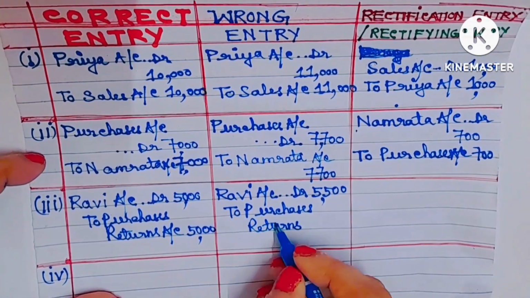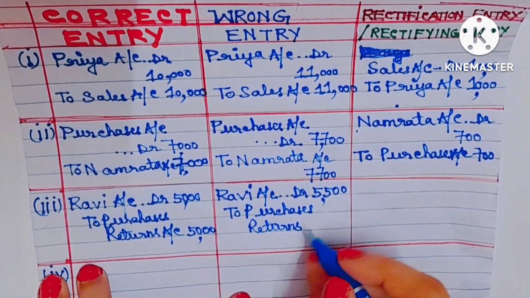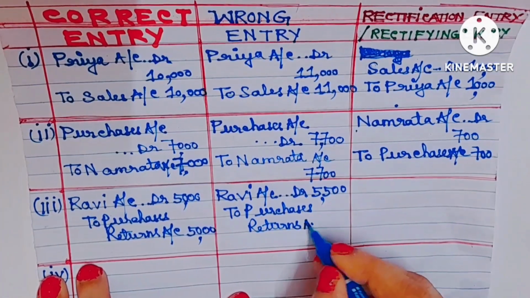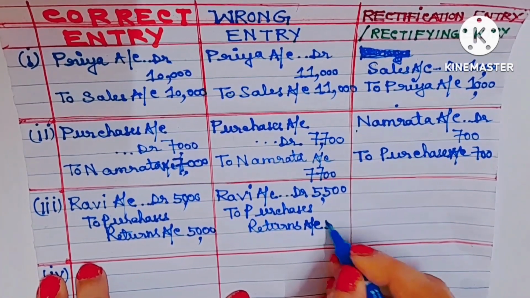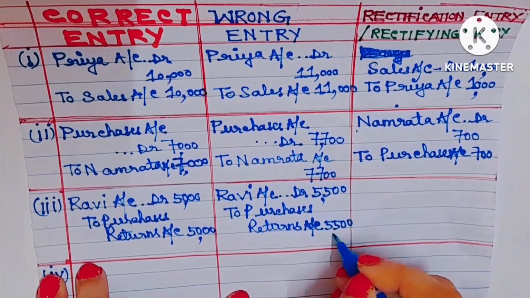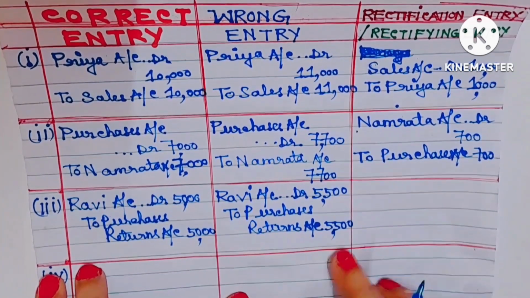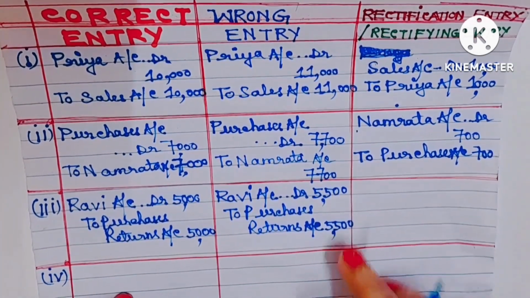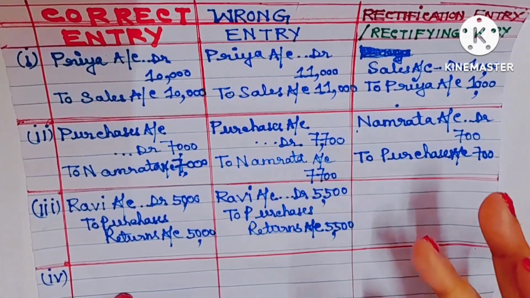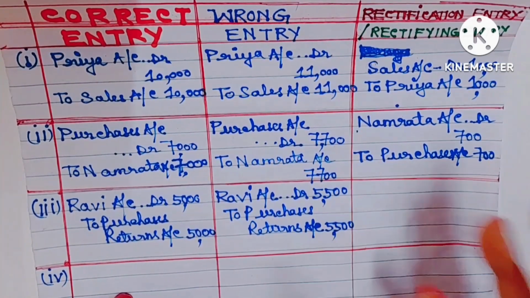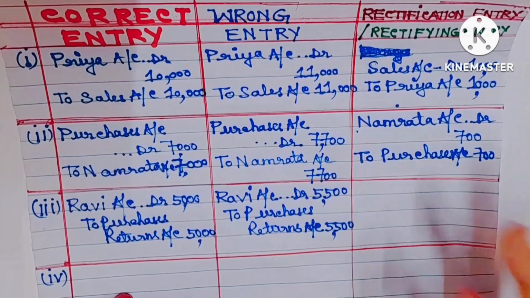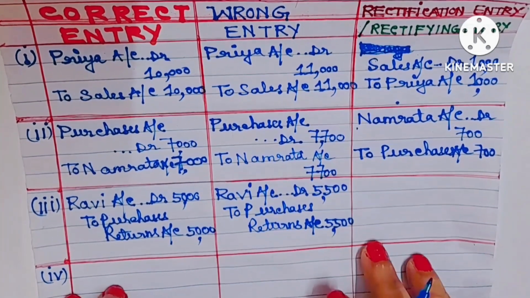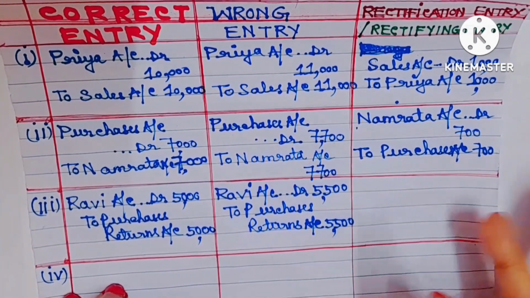How much? To purchases returns account 5,500, because in the wrong entry the amount has been wrongly recorded. Instead of 5,000 they have recorded 5,500. So whenever the amount is more, what do you have to do? To decrease the amount you have to reverse the entry. Please remember, to decrease the amount you have to reverse the entry.